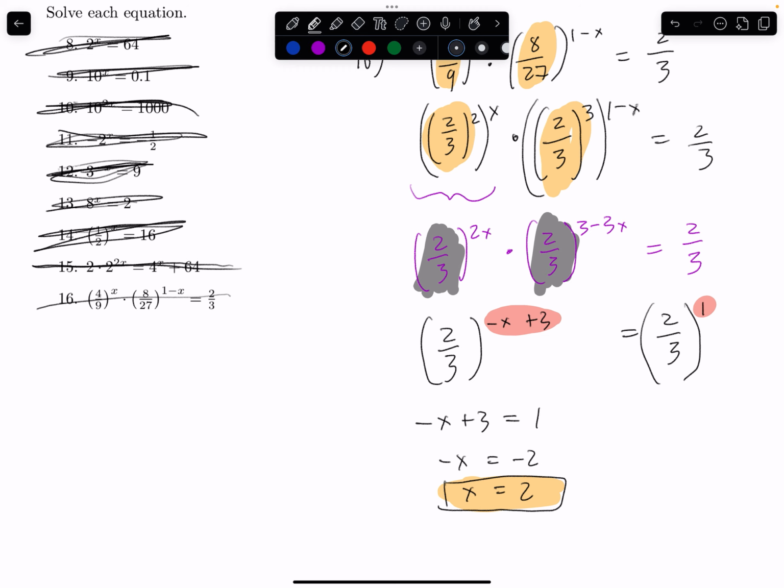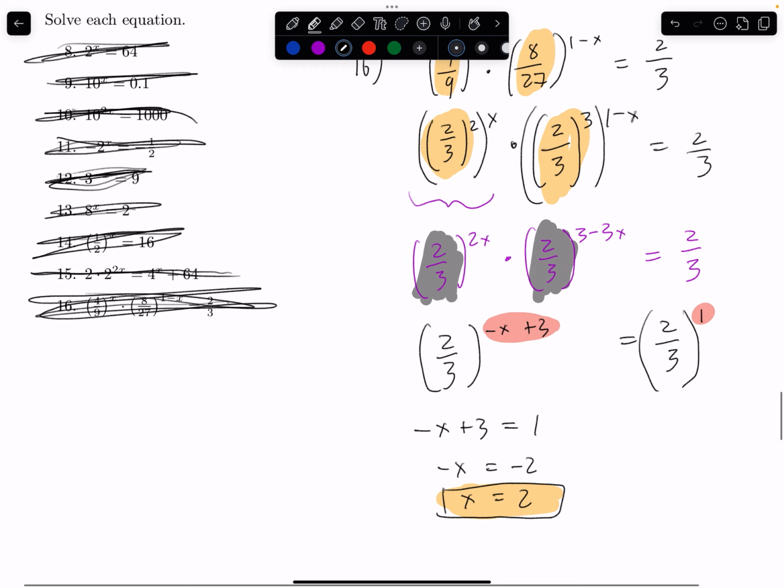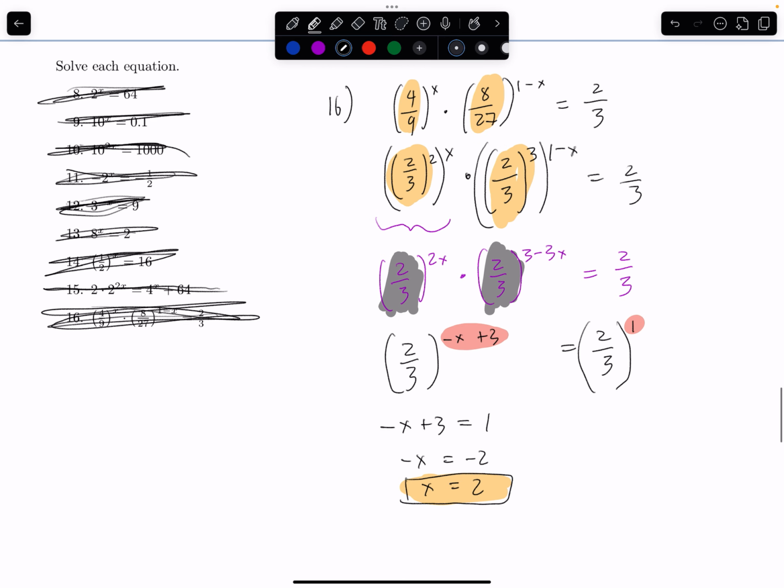Easy. Yes. All right, well, that one actually wasn't super easy, but it wasn't bad, right?